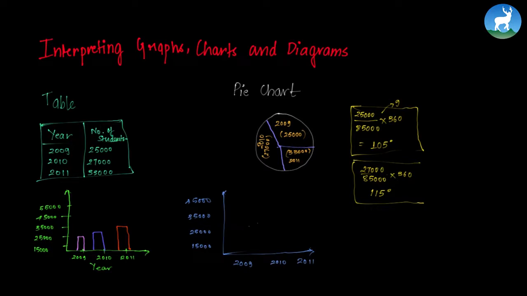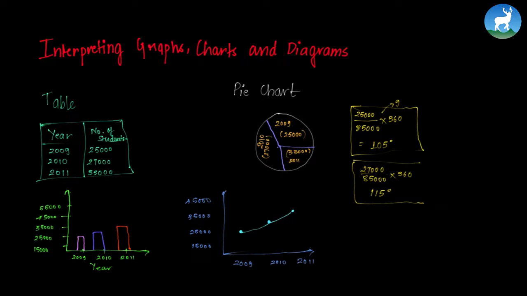Like 2009, it's 25,000, so you point 25,000 here, and 2010 it shows 27,000, so it's slightly above 25, and it goes over here. And 2011 you have 33,000, so 35 is here, then you slightly down, it's 2,000. This is a line graph, okay? You make it a straight line, and the points are representing your data.